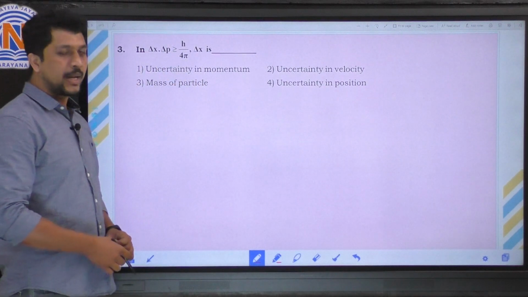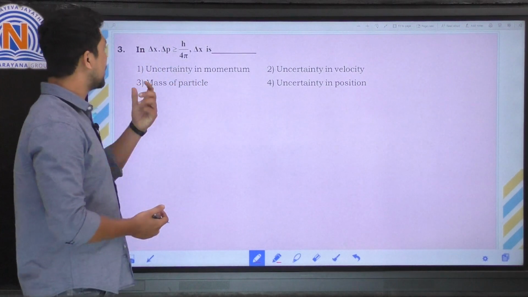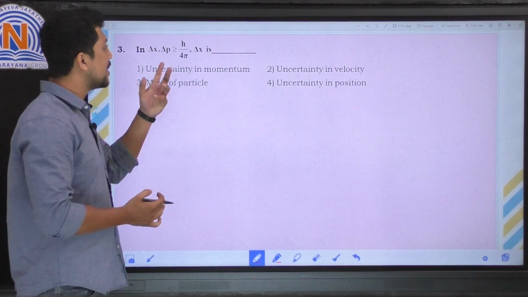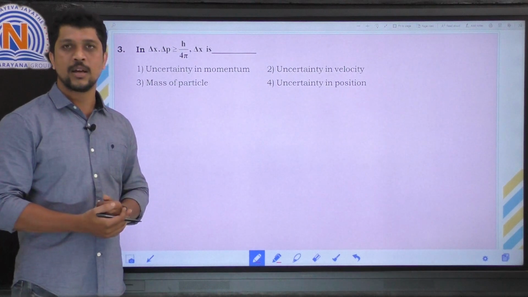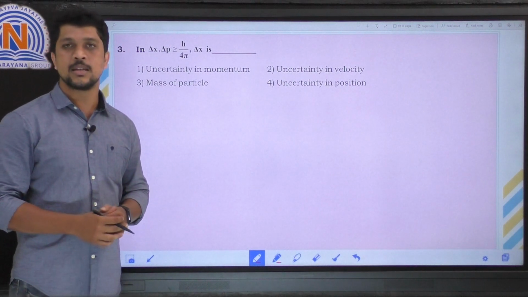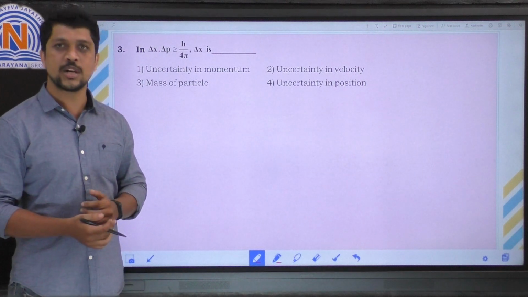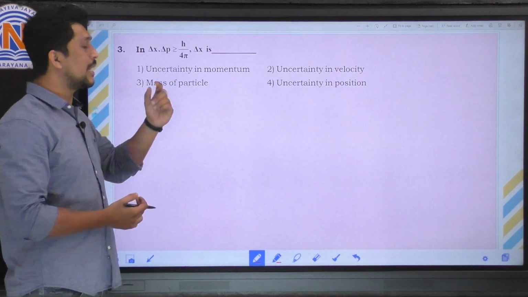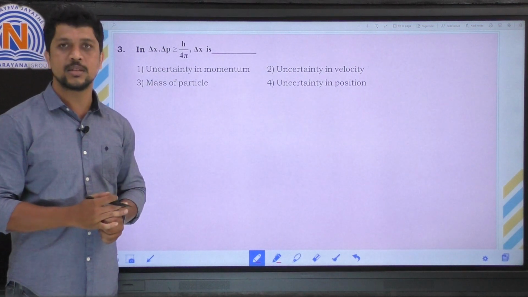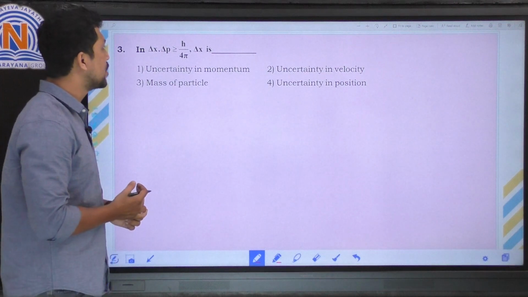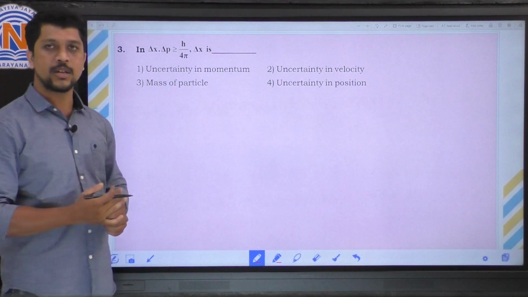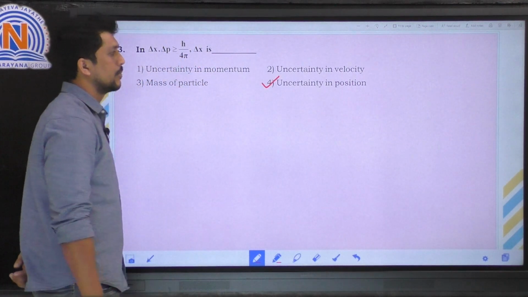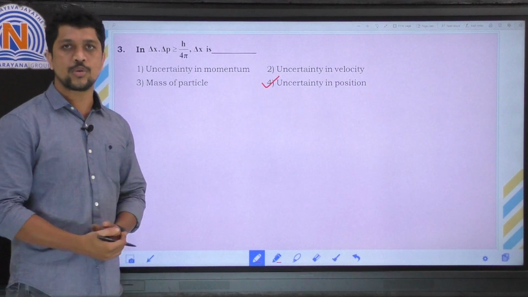Here the question: in Heisenberg uncertainty relation, that is delta x and delta p greater than or equal to h by 4 pi, what is the delta x? We know that Heisenberg uncertainty principle says it is impossible to determine position and momentum of an electron in the circular orbits. So in that way, delta x is the position uncertainty. So the correct option is fourth option. Clear? Let's move on to the next question.